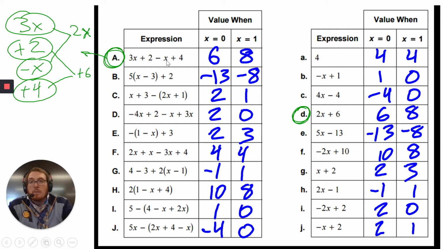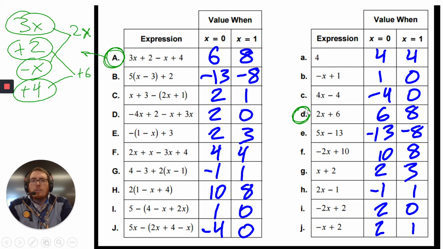So for example, letter A right here, the answers are 6 and 8. That corresponds to this lowercase letter d. Notice its answers are also 6 and 8. So somehow this 3x plus 2 minus x plus 4 is the same as 2x plus 6. And this is what we like to call simplifying expressions. Notice all of the first column are much longer, in terms of how many pieces there are to the expression, compared to the second column where they're all 1 or 2 pieces.